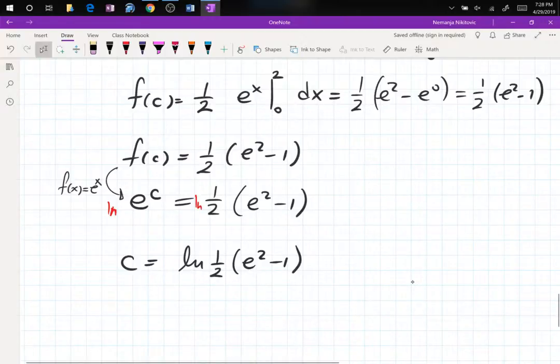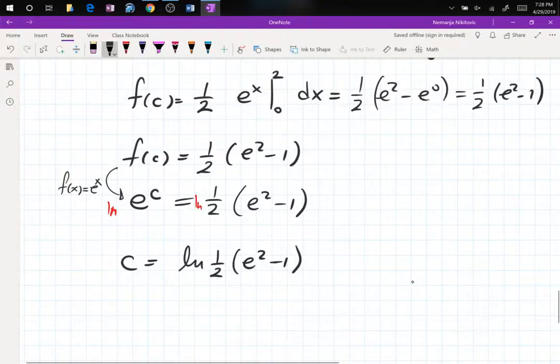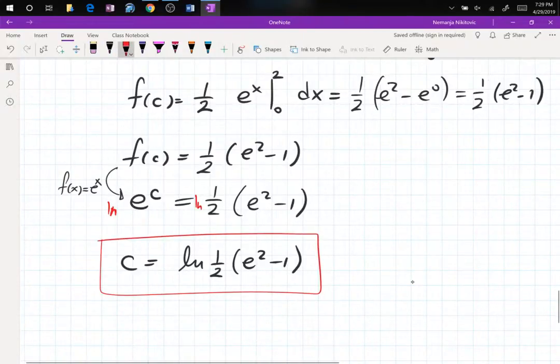You can get decimals for this if you want to. No one cares, but you can. Because all of these are numbers, right? So there is our value of c, where the integral has the value.